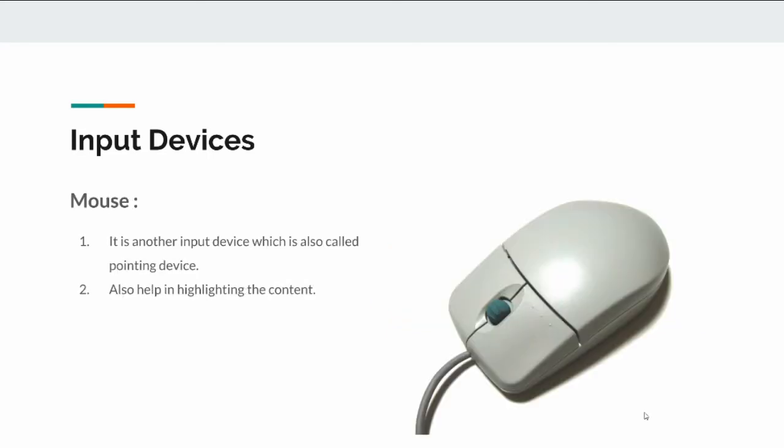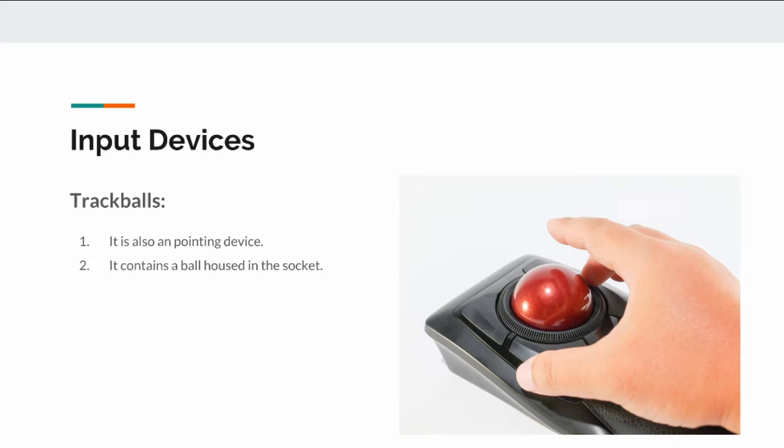Next is the mouse. It is another input device, also known as a pointing device. It helps in highlighting content, or if you want to see the properties or details of any tool or software, you can use the right click of this mouse. In further videos we are going to show you more uses and properties of the mouse. Next is the trackball. A trackball is also a pointing device, and it contains a ball housed in a socket. It is also used as a mouse.